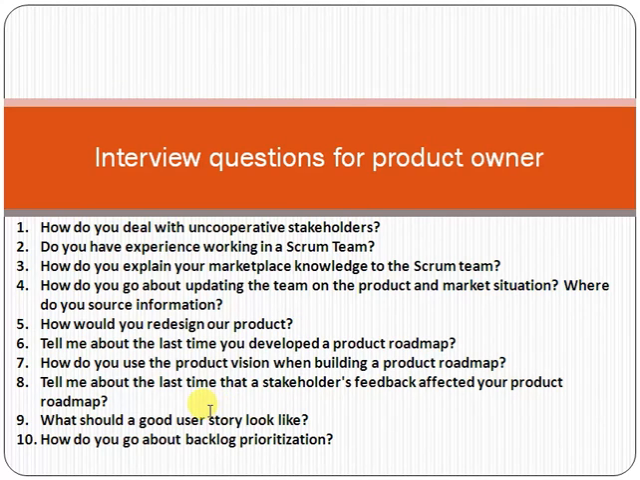Tell me about the last time that stakeholder feedback affected your product roadmap. Whatever the answer, if there is any feedback which you have received and you were impacted due to that, you should tell them accordingly. What should a good user story look like?